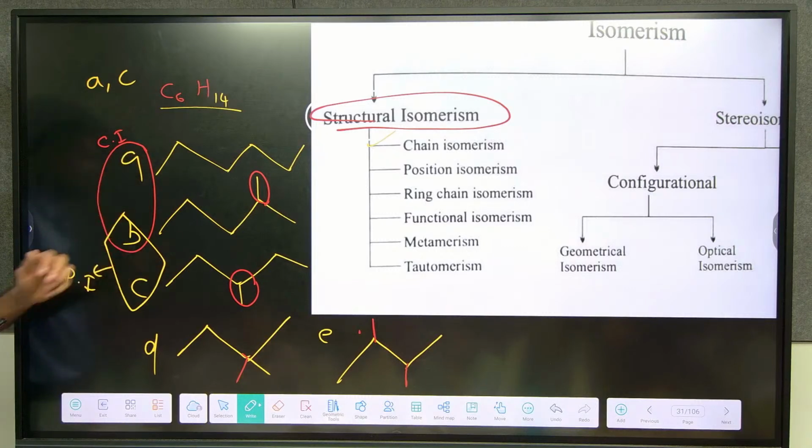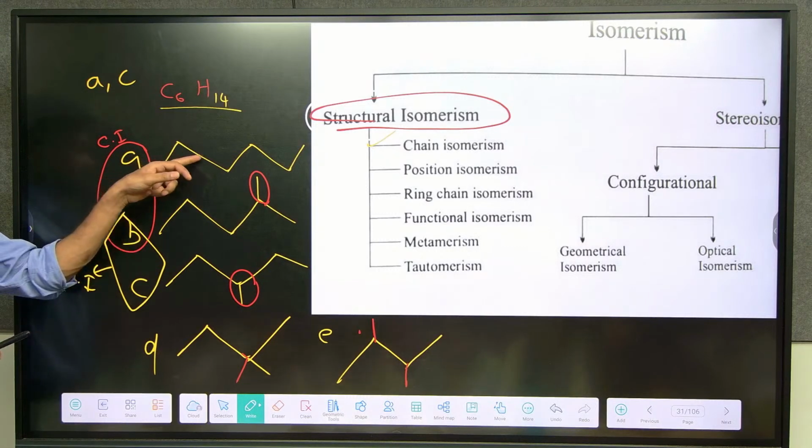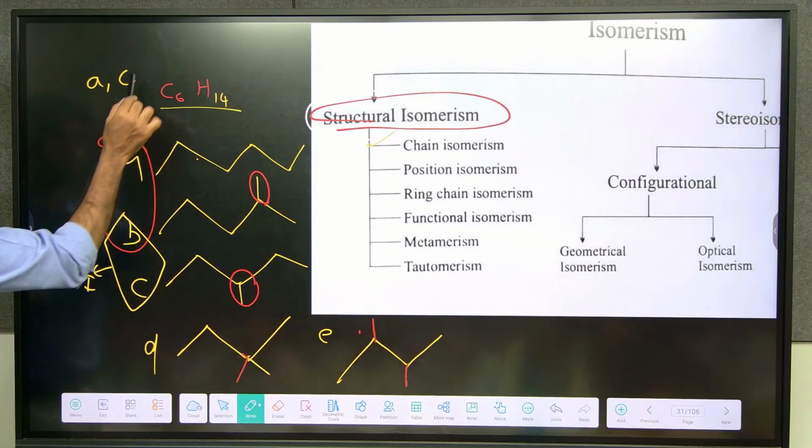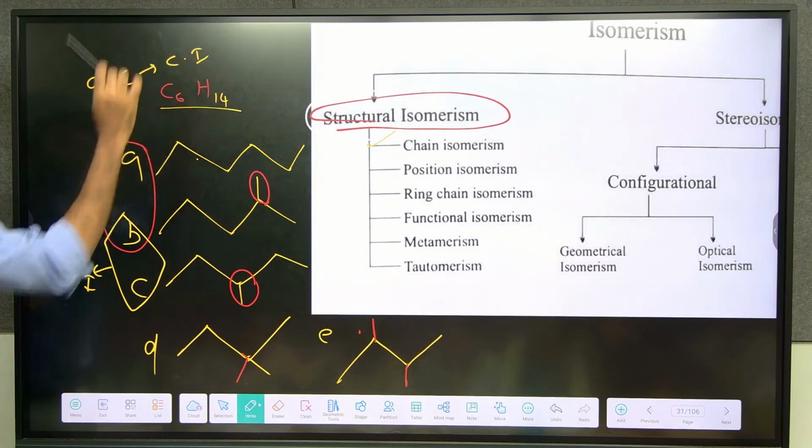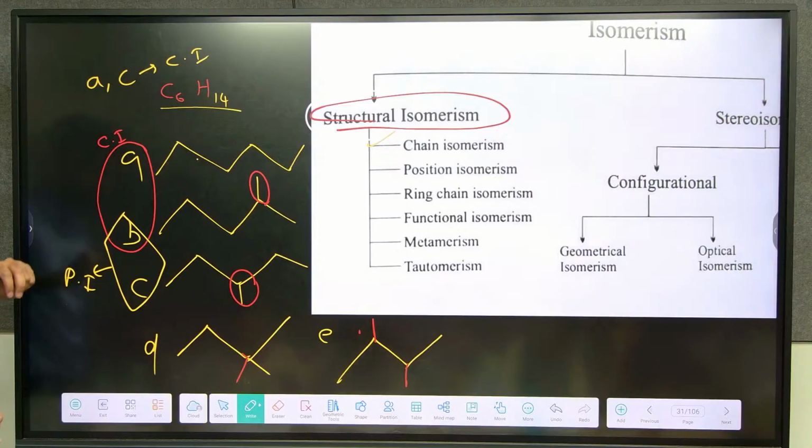A and C. Chain contains 6, chain contains 5. So I can say A and C are chain isomers. Perfect. Next, what about C and D?